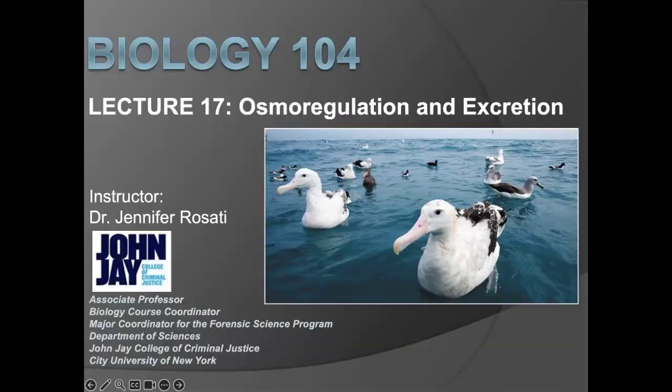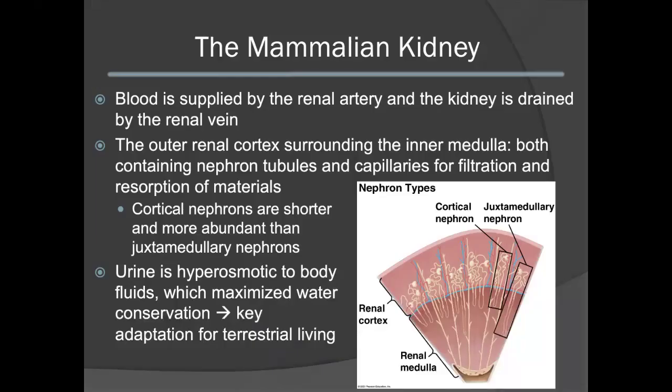Welcome to Lecture 17, where we will go over the processes of osmoregulation and the excretory system. As stated previously, blood will be brought to the kidney by the renal artery and will be removed from the kidney by the renal vein. The outer renal cortex surrounds the inner medulla. Both of these areas, the cortex and medulla, contain nephron tubules and capillaries for filtration and resorption.